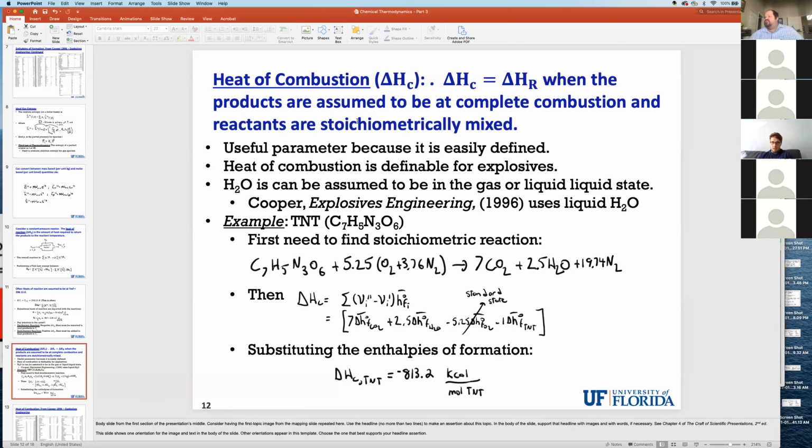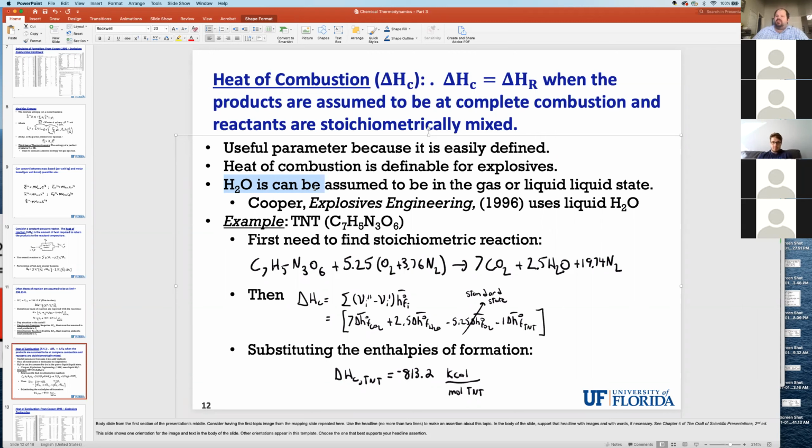It's not based off of how you do the reactions or how you define the chemical reactions or anything like that. And the heat of combustion is definable for explosives. Commonly, you need to make an assumption as to what phase the H2O in the products will be. You can assume that it'll be in the gas or the liquid state.